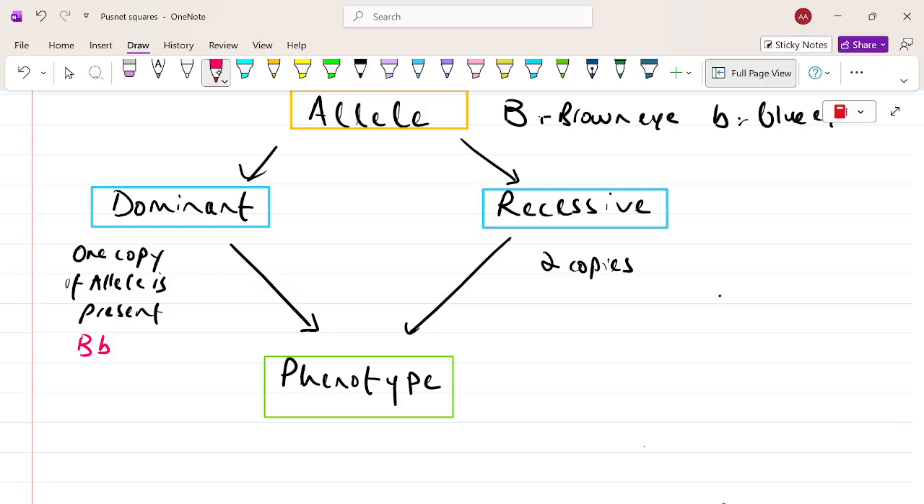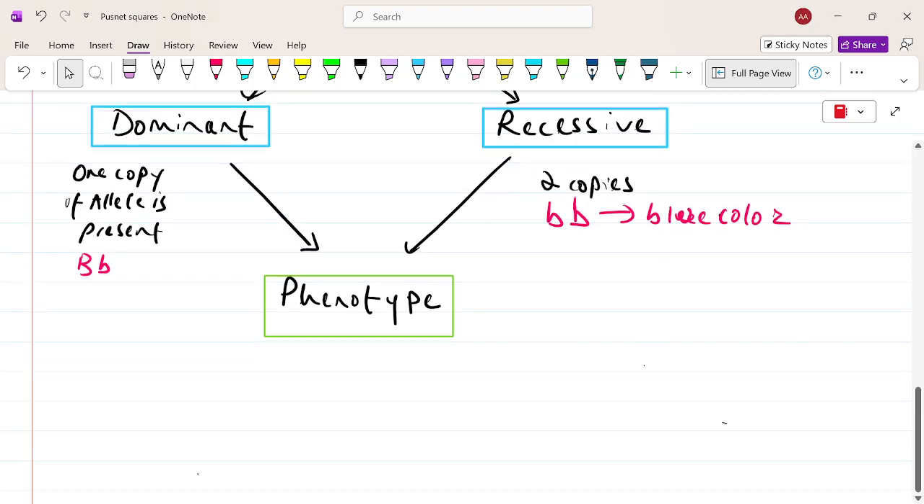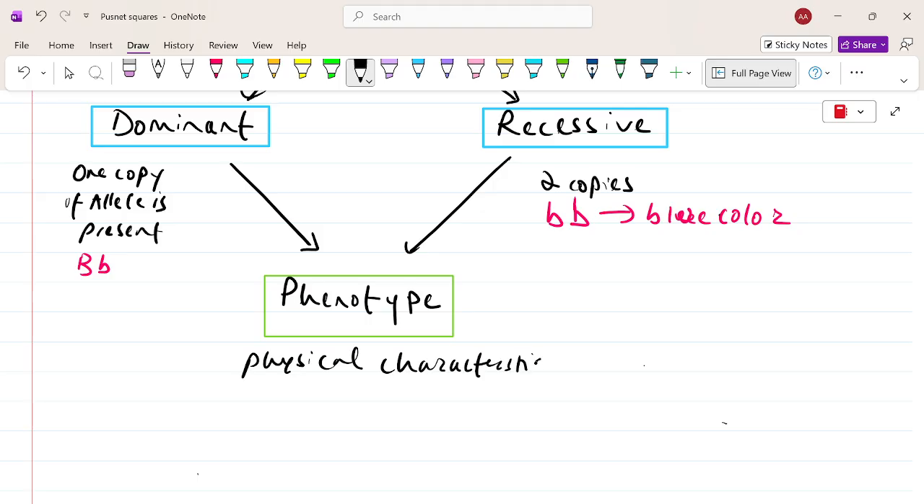And this gives us the example of the blue eye color. Someone with the blue eye color will have the genotype of two small b's, because only then is the blue eye color going to be expressed in the kid or in the person. And this leads to the phenotype, which is the physical characteristic of a person, which means blue eye color or a person having brown eye color.